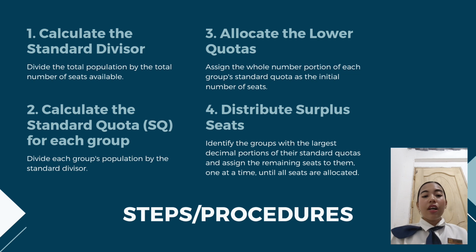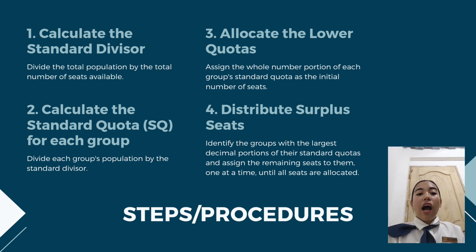Step 2. Calculate the standard quota for each group. Divide each group's population by the standard divisor. Divide each state's population by the divisor to determine how many seats it should have. Record this answer to several decimal places.